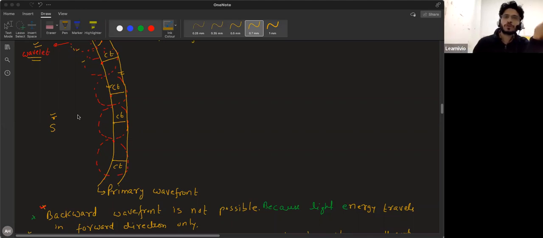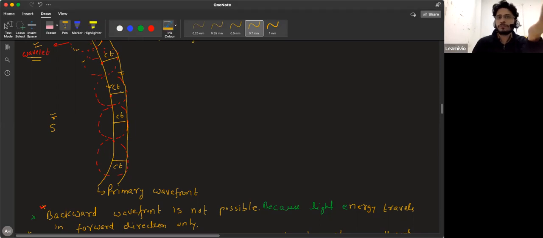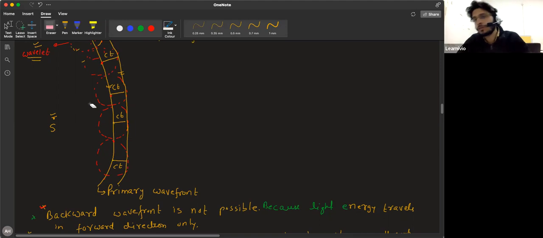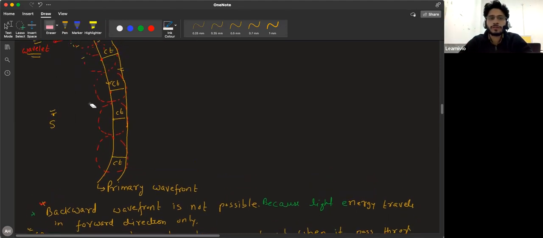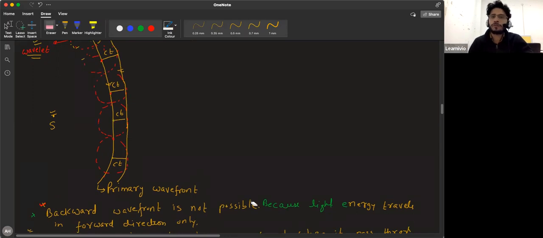If you go through the Huygens theory, you can draw tangents in the forward as well as in the backward direction. But if you take tangents in the backward direction, this will mean that light energy is traveling in the backward direction, which does not happen. Light energy does not travel in the backward direction. It always travels in the forward direction. So that's why a backward wavefront is not possible.